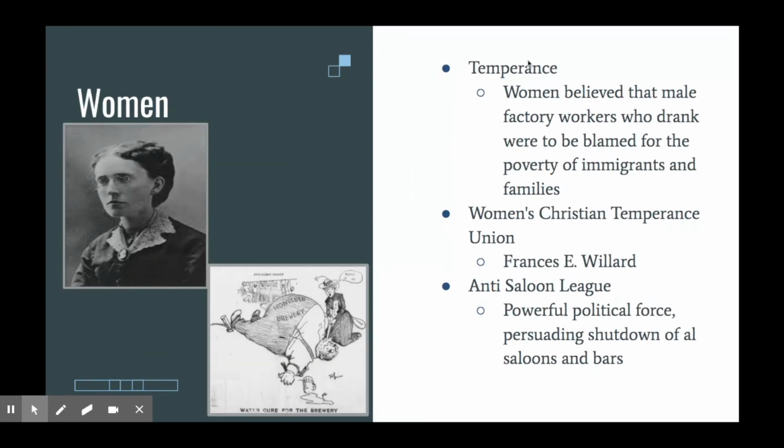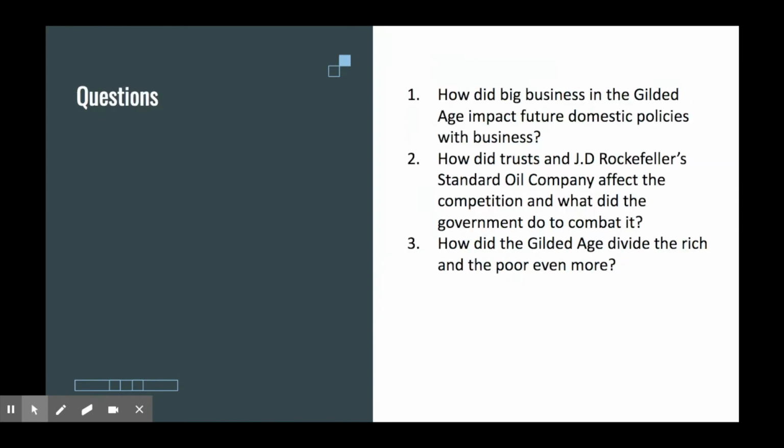Women. Temperance. Women believed that male factory workers who drank were to be blamed for the poverty of immigrants and families. The Women's Christian Temperance Union was led by Frances E. Willard, and the Anti-Saloon League was a powerful political force persuading shutdown of all saloons and bars.